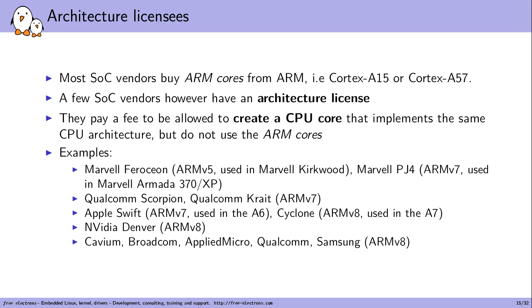Marvell did that in a number of products. Qualcomm does that a lot in their products. Apple is doing that as well. For example, Apple Swift is an implementation of ARMv7A, which is used in the Apple A6, which itself is used in some of the iPhones. NVIDIA does that as well. Cavium, Broadcom, Applied Micro, Samsung do it. So a number of vendors decide to not purchase the core from ARM, but implement their own because they think they can push things in more interesting directions in terms of power or performance or other reasons.